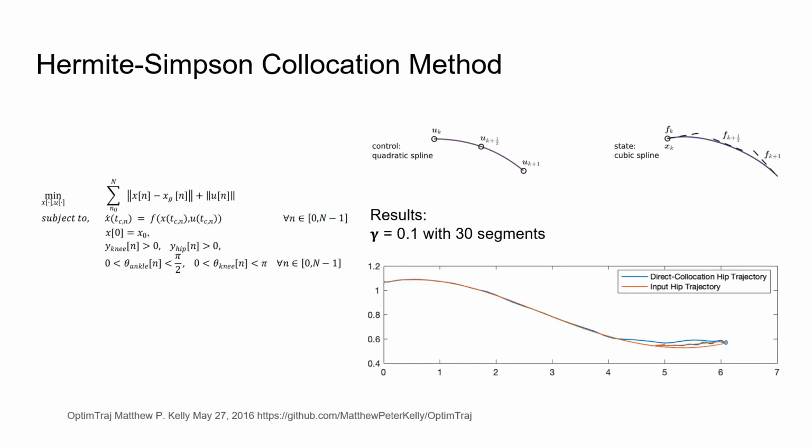The second method that we looked into is a Hermite-Simpson direct collocation method, which is dividing the control trajectory into quadratic splines and the state trajectory into cubic splines. We can specify the objective and constraints on the discrete control points. The implementation of this method is largely based on OptimTraj, which is an open source trajectory solver in MATLAB by Matthew Kelly, and here is one of the results.